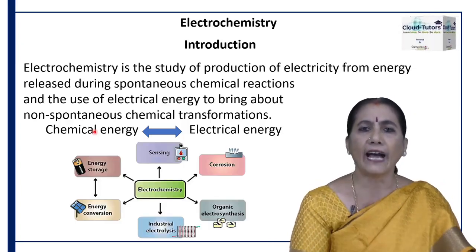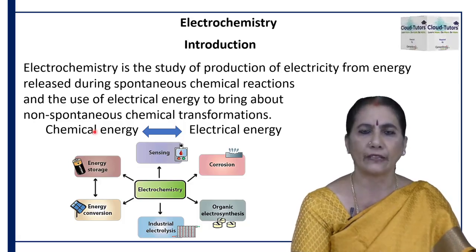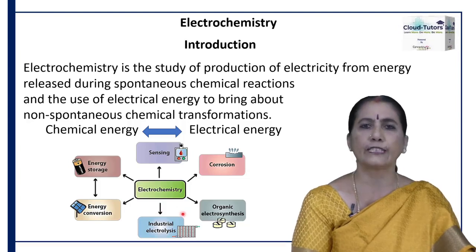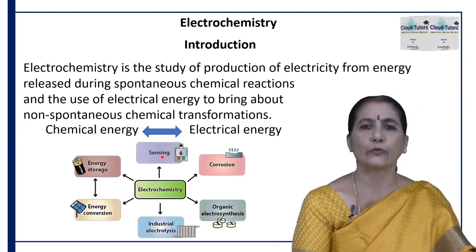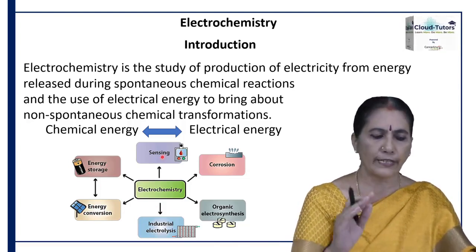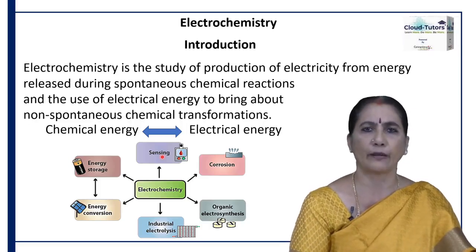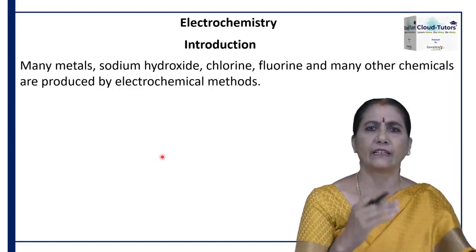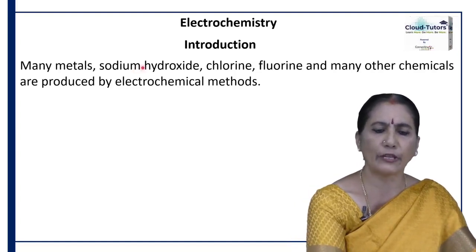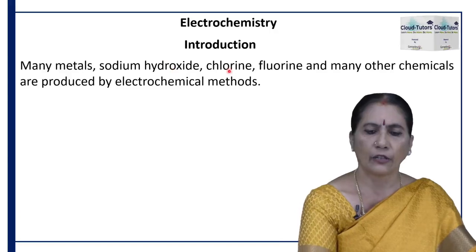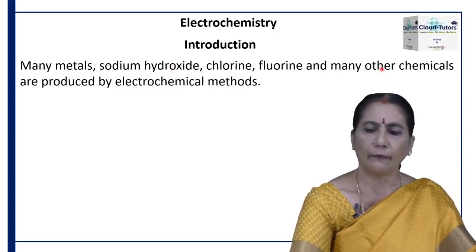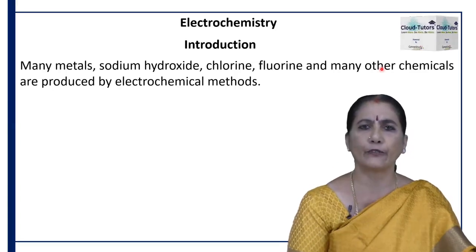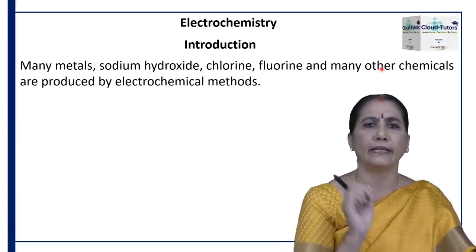Now, let us see where we are able to apply the principles of electrochemistry. Of course, in the fields of corrosion, organic electrosynthesis, industrial electrolysis processes, energy conversion, energy storage, as well as sensing, they are all happening only by following the principles of electrochemistry. Many metals, if you take up iron, copper, zinc, and so on, or even certain chemicals such as sodium hydroxide, caustic soda, NaOH, chlorine, Cl2, fluorine, F2, and many other chemicals, are all produced by methods involving the principles of electrochemistry. Hence, they are referred to as electrochemical methods.